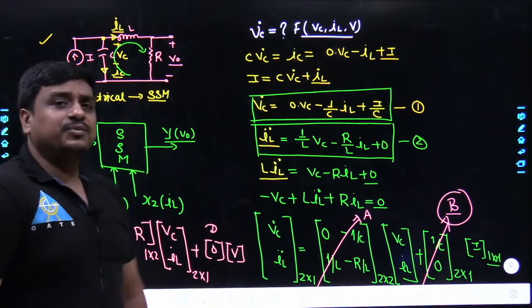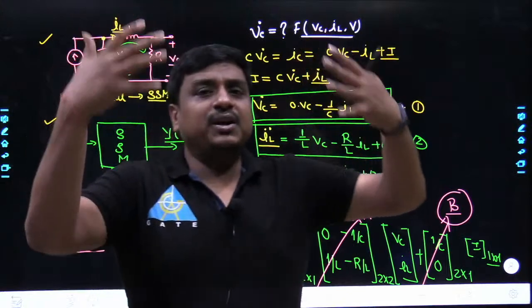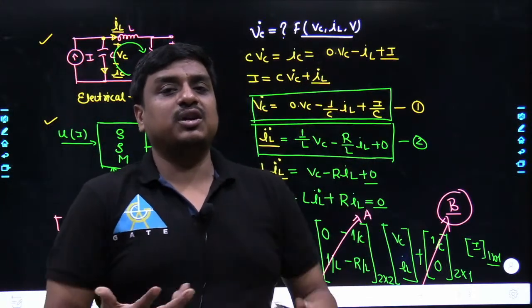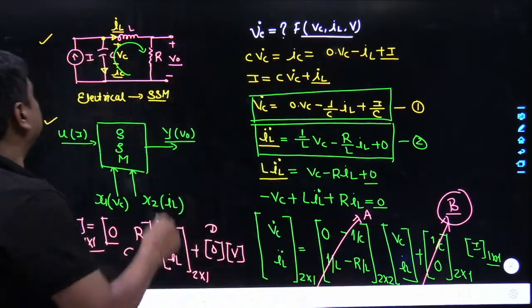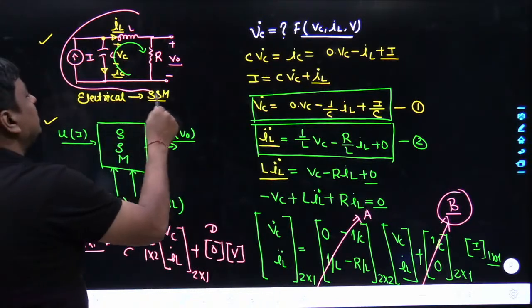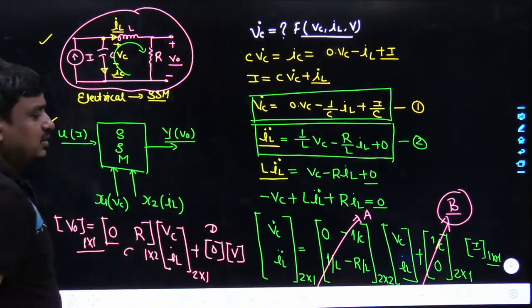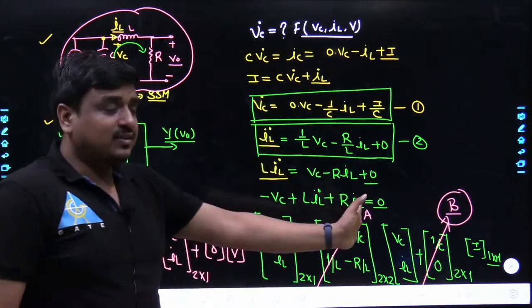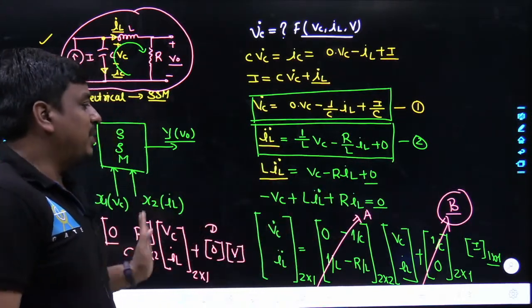Now the one thing that comes to mind is, sir, such a big derivation we have taken, but what was the advantage of this derivation? My dear friends, this complete electrical circuit has been converted into a form of mathematics. The 4 different matrices we have got: matrix A, matrix B, matrix C, matrix D.